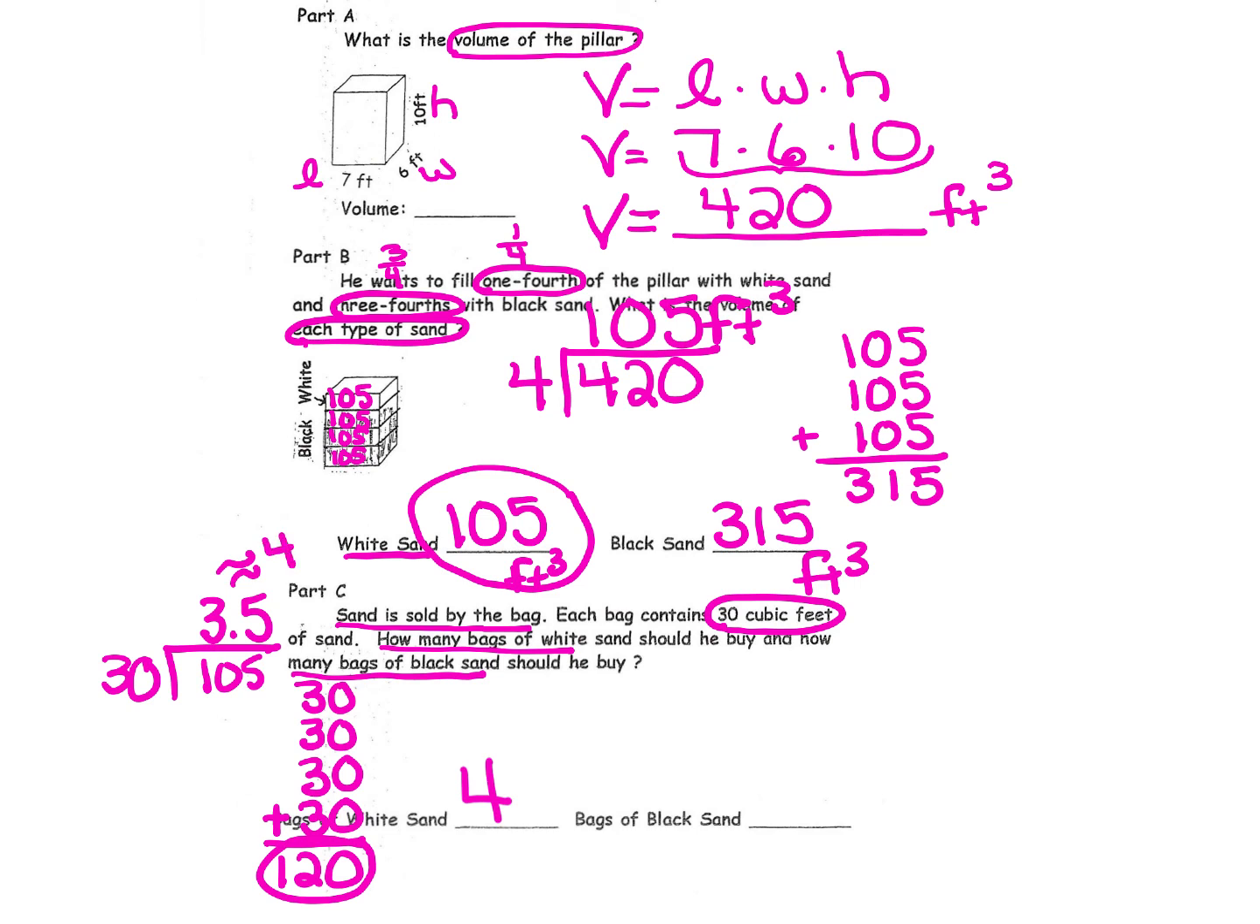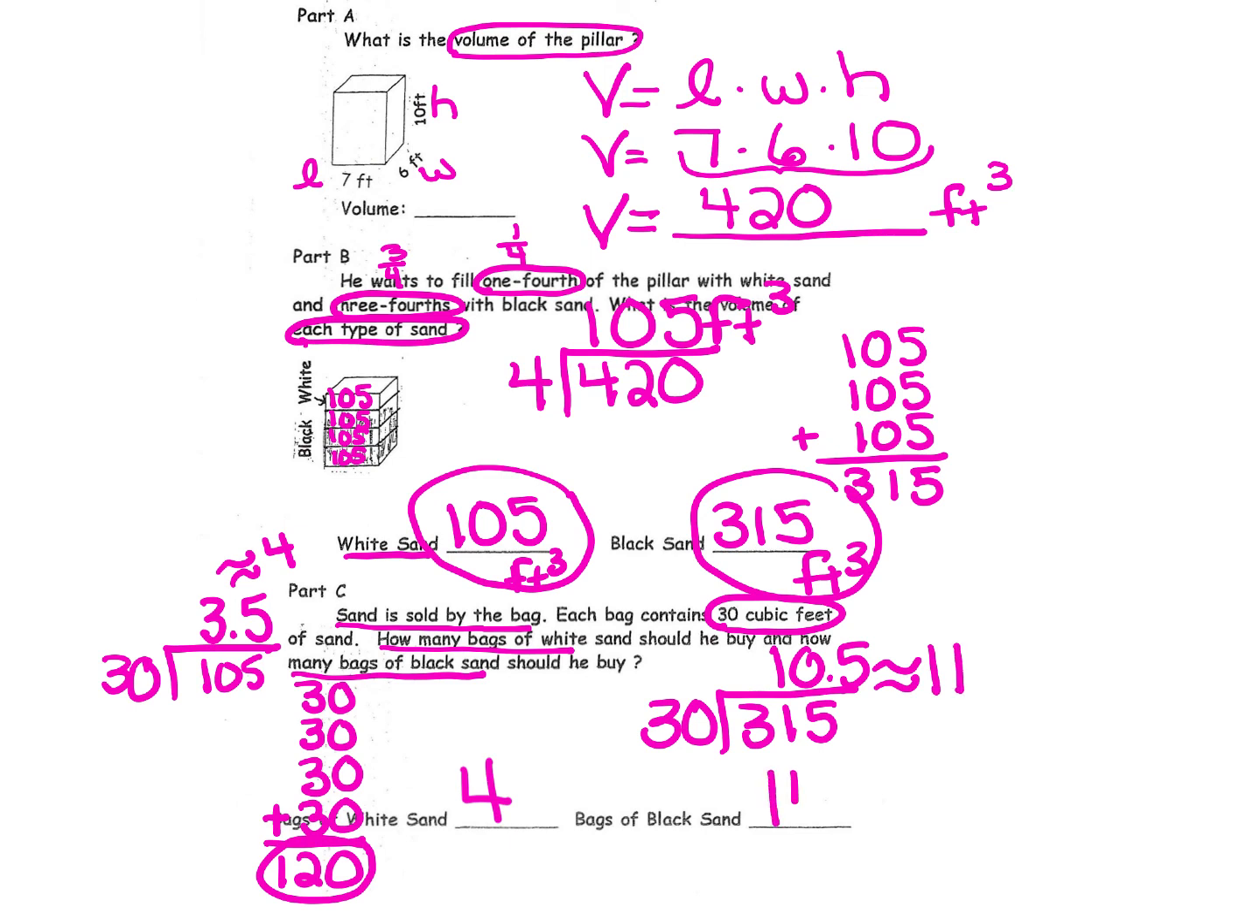So when it comes to the black sand, let's take 315 and see how many bags of 30 cubic feet we can use. Make sure you're copying down the work. Take 315 divided by 30. Well, that's 10.5. But you're going to have to round that to 11 full bags of black sand.